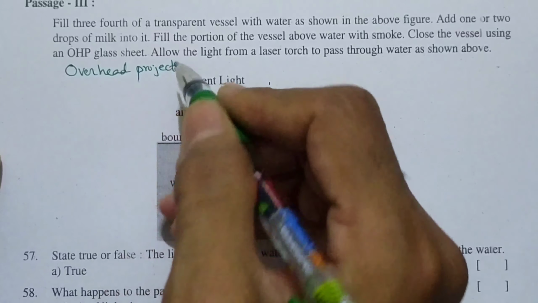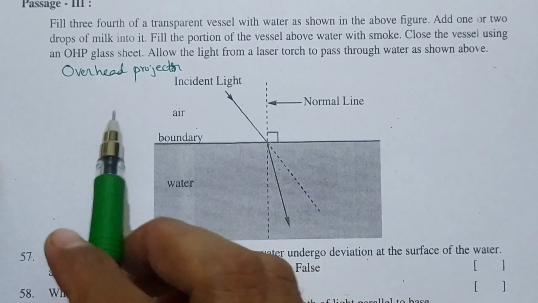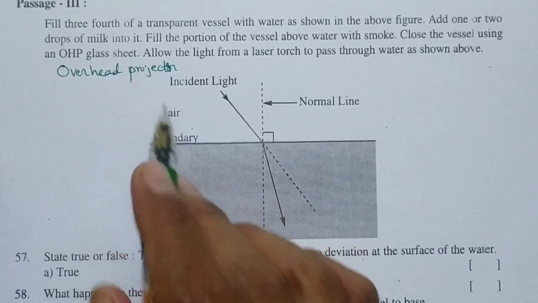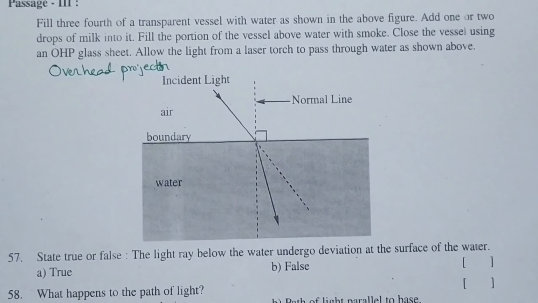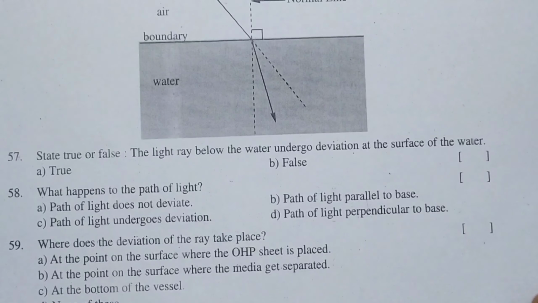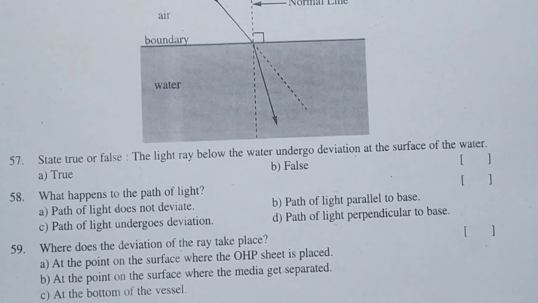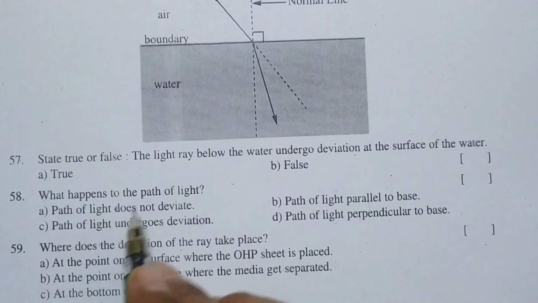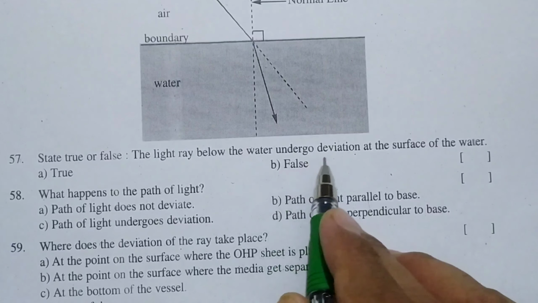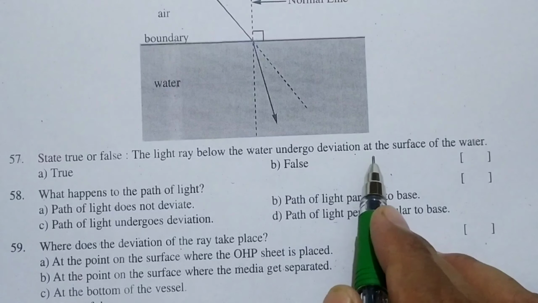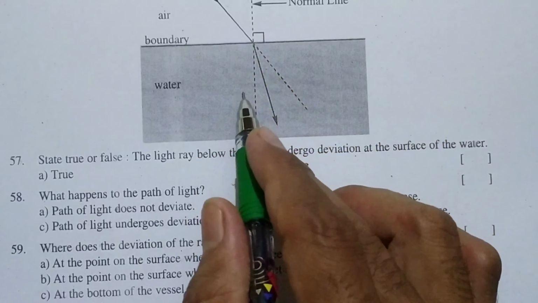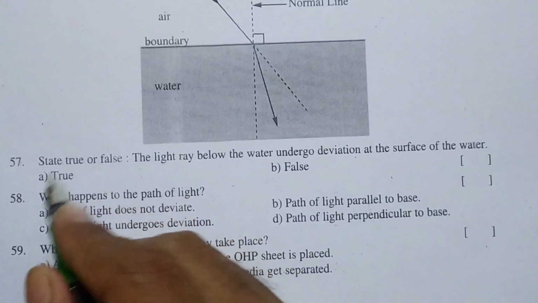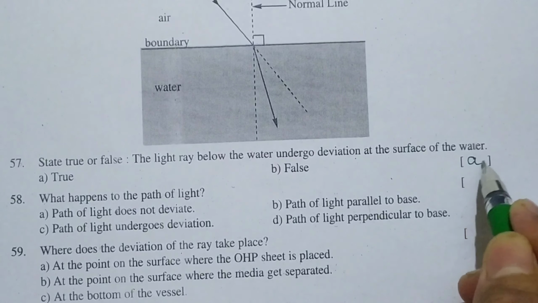Means we need to cover this apparatus with an overhead projector glass sheet, which is transparent, where we can see what's happening inside. Now let us see some questions based on this given passage. Question number 57: state true or false, the light ray below the water undergoes deviation at the surface of the water. Here it is true, because there are different media. Whenever the light travels from one medium to another, definitely it will get deviated. So option A is the right answer.